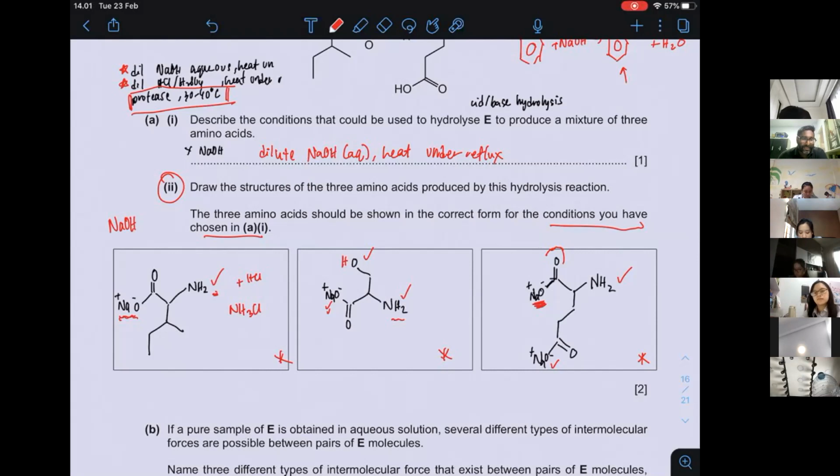But you will not get the full marks. Imagine, if you have anything wrong in one of these, then automatically 0. So it means everything must be correct. If you still use the NH3 plus, you will not get the 2 marks. You will get only 1 mark. Please take note of that.